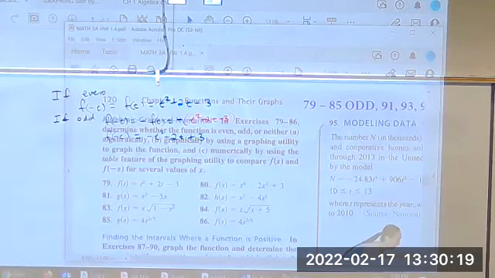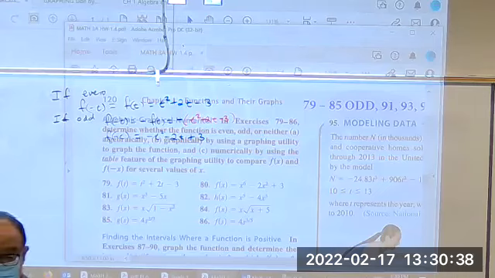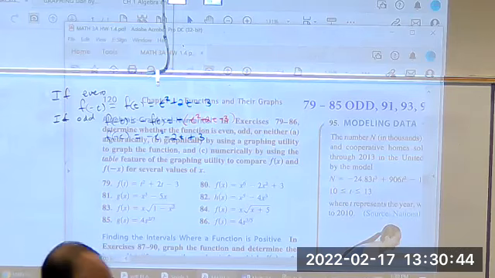G of s. G of s is equal to 4 times s to the 2/3. When you have an exponent that's a fraction, remember you're dealing with radicals, square roots, cube roots, fourth roots.